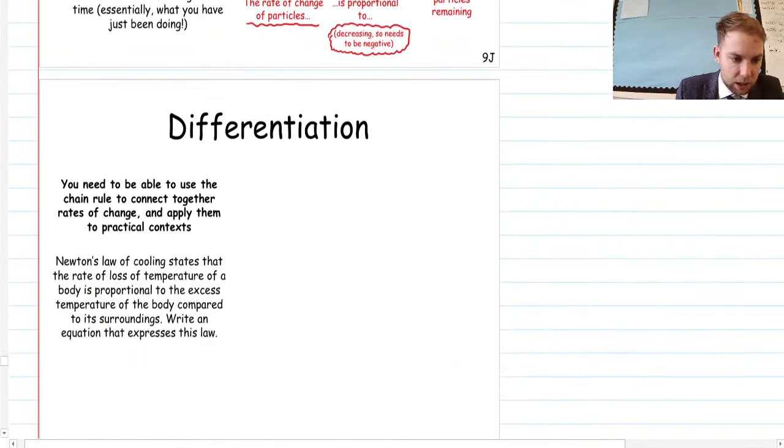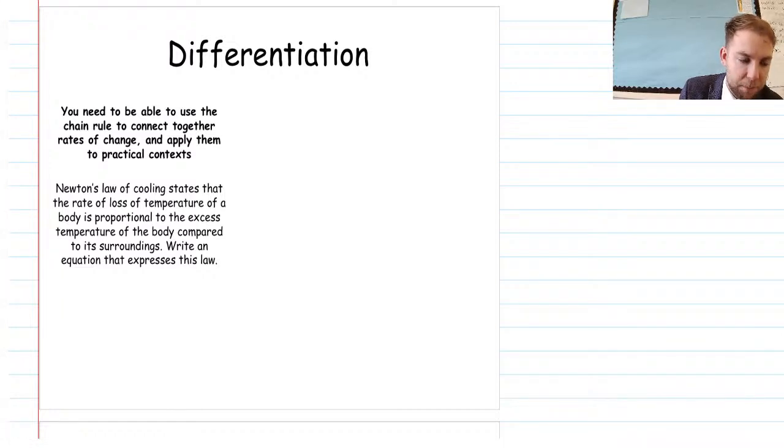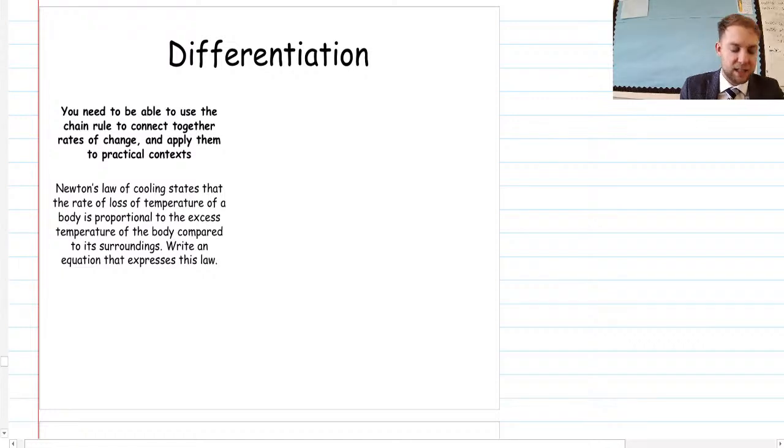Okay. Let's have a look at another one of these. Newton's law of cooling states that the rate of loss of temperature, so straight away I'm thinking rate, so d by dt, of loss of temperature, so T maybe, of a body is proportional to the excess temperature of the body compared to its surroundings. Write an equation that expresses this law.